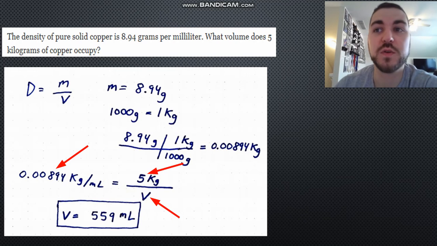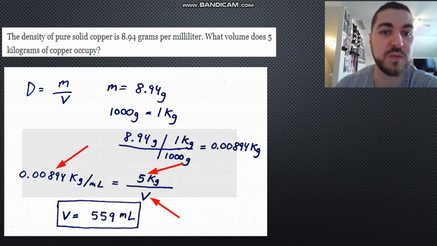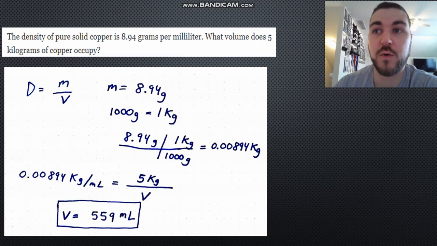And to do this particular problem, sometimes the algebra messes people up a little bit. But what I did mathematically was I took 5 kilograms divided by 0.00894 kilograms per milliliter, and I get 559 milliliters. So this one is a little bit harder of a problem than the first one we looked at. Okay.